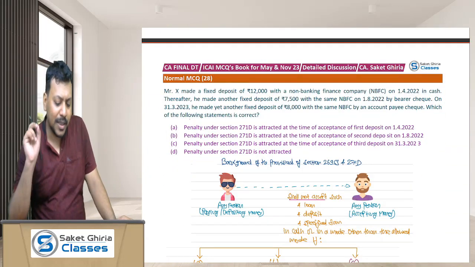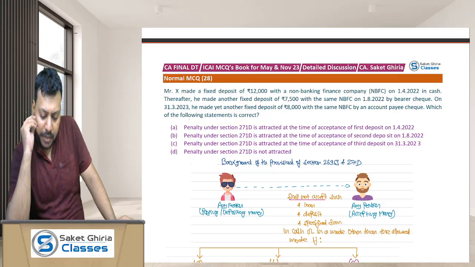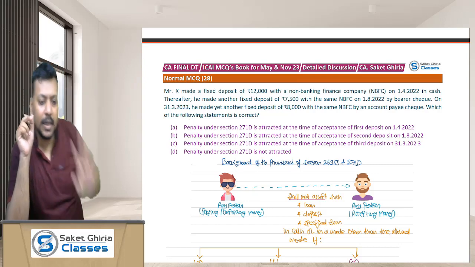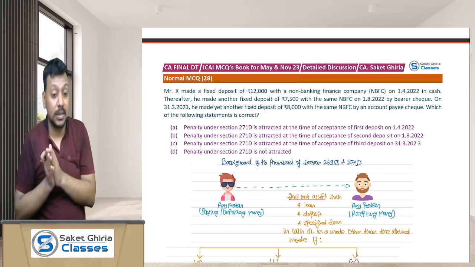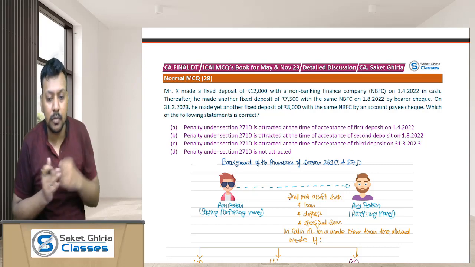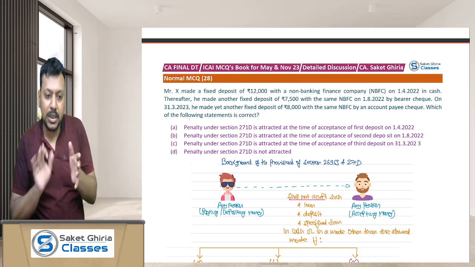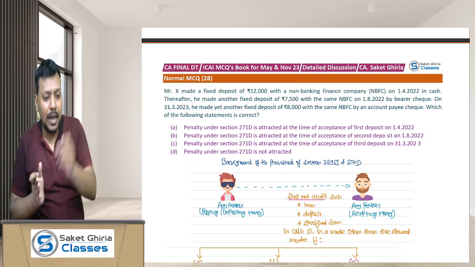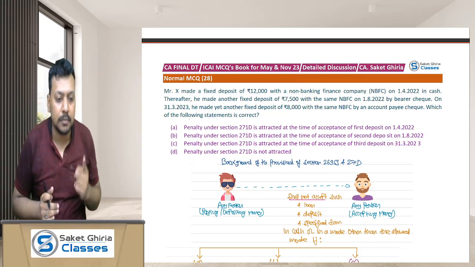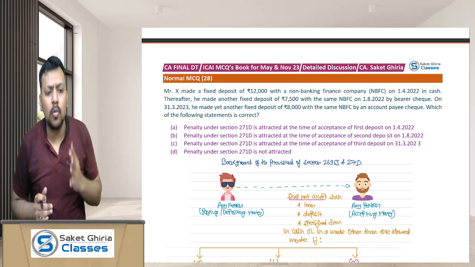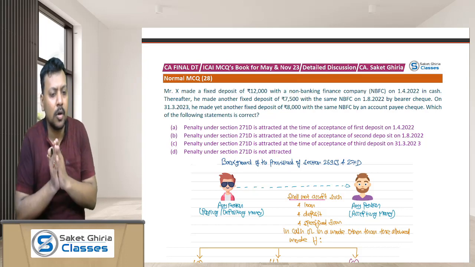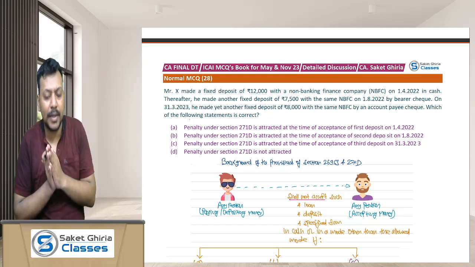Moving forward, Mr. X made an FD of rupees 12,000 with the NBFC on 1/4/2022 in cash. Dear friends, whether you are making the FD, making a deposit, or giving a loan to any person, the recipient should be very careful, because section 269SS is applicable, which says that the recipient should not receive the amount in the name of deposit or loan or specified sum. What is a specified sum? We will not talk about that right now.